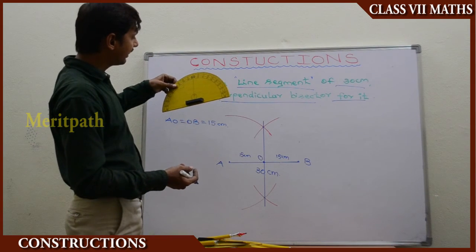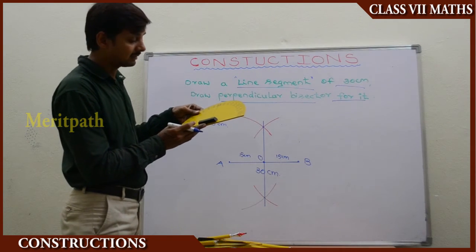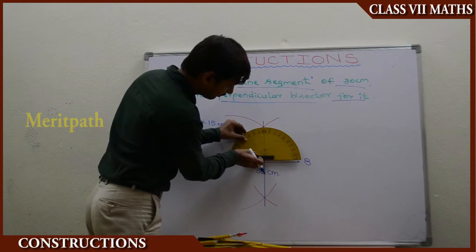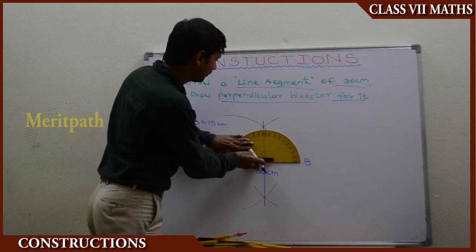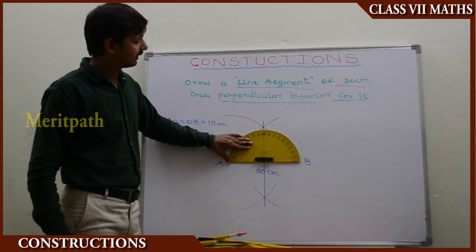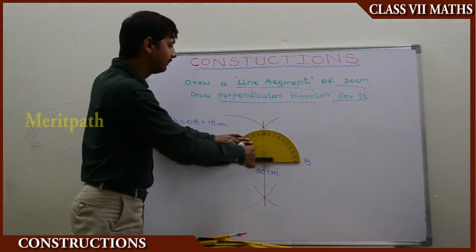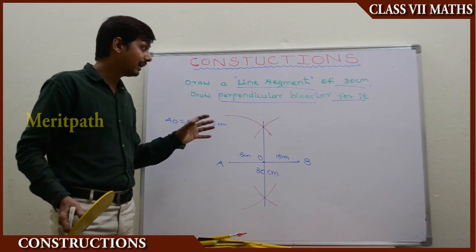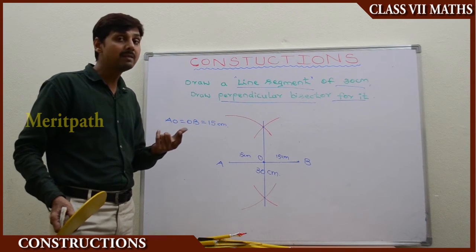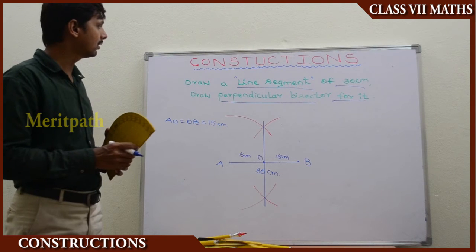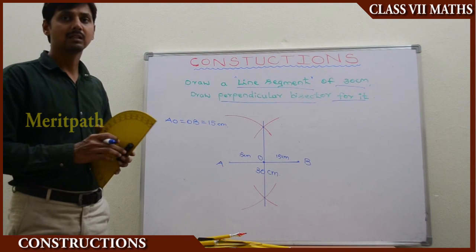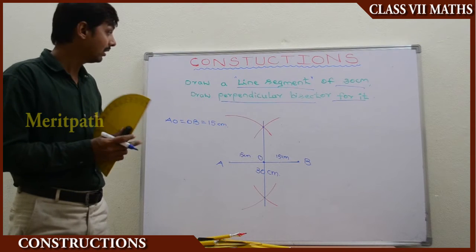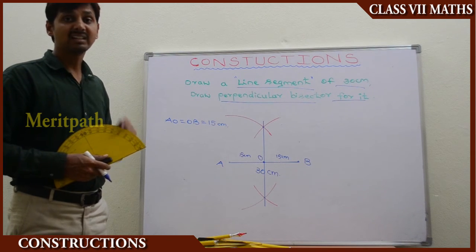So let's take the initial point O and keep it on the initial point O on the line segment. We place it exactly, and we can observe this is exactly 90 degrees. This line is making 90 degrees with the line segment AB. The bisector is making an angle of 90 degrees with the line segment AB, so we call this a perpendicular bisector. So what we understood is that a perpendicular bisector divides the segment into two equal parts and also makes 90 degrees with the base. So this is the concept. Let's go to the next concept.